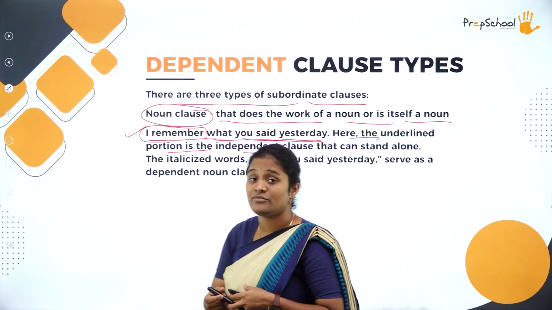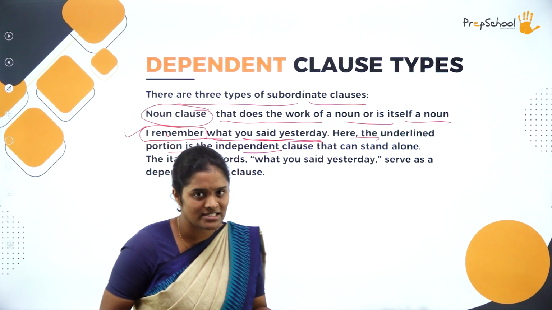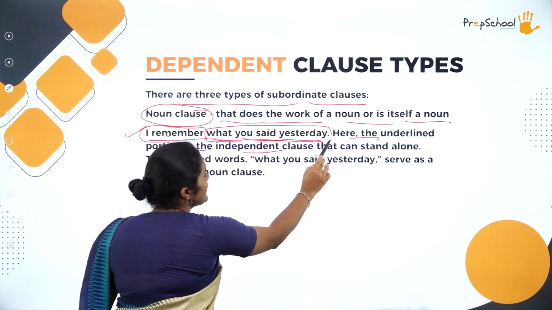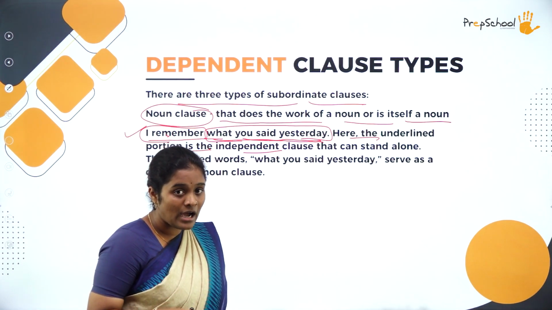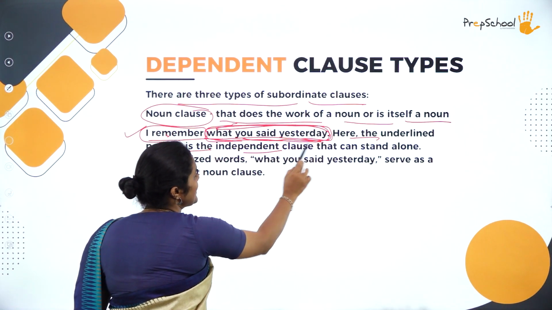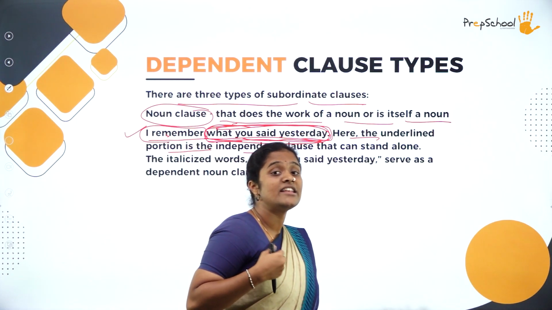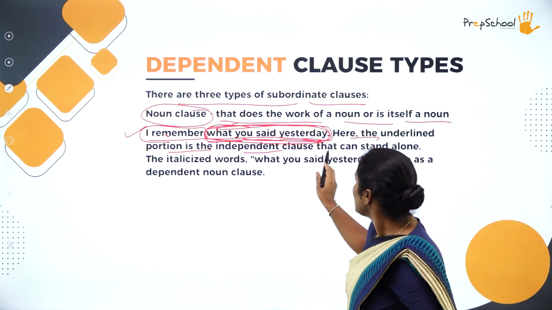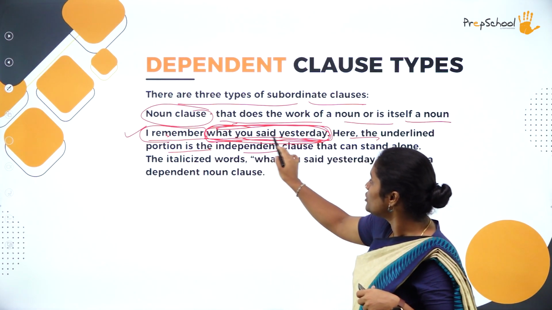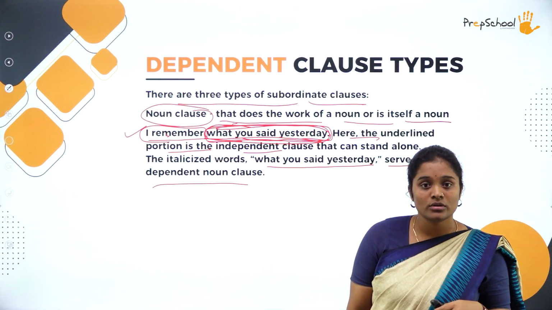But if you just write, say for instance, my sentence was only what you said yesterday. What did I say yesterday? It is incomplete, isn't it? Hence, this part over here is a dependent clause. Now, when you have put it together, it is acting as the noun. What you said yesterday acts as a noun over here. Hence, it is called a noun clause. Alright? That can stand alone. This one, I remember, can stand alone. The italicized words over here, what you said yesterday, serve as a dependent noun clause.